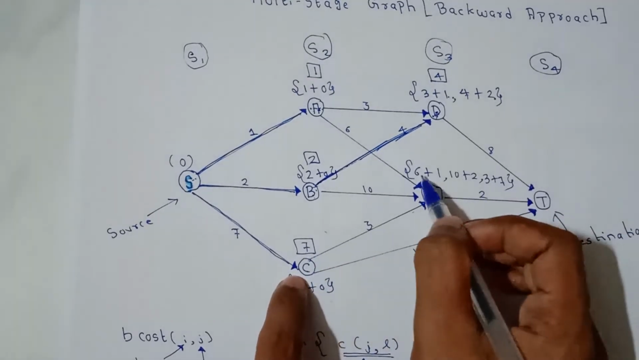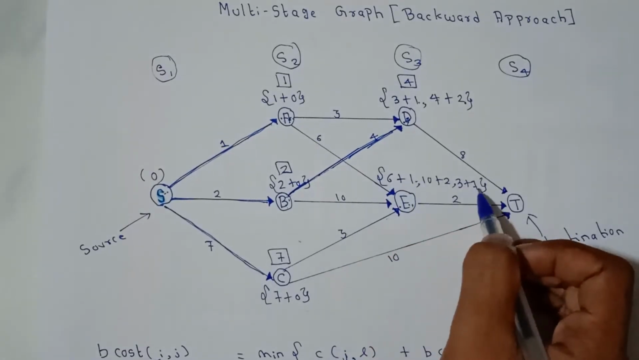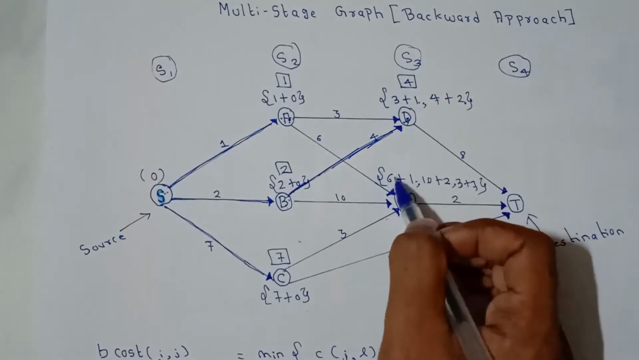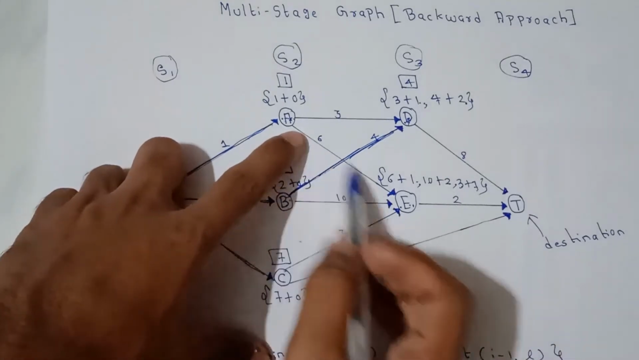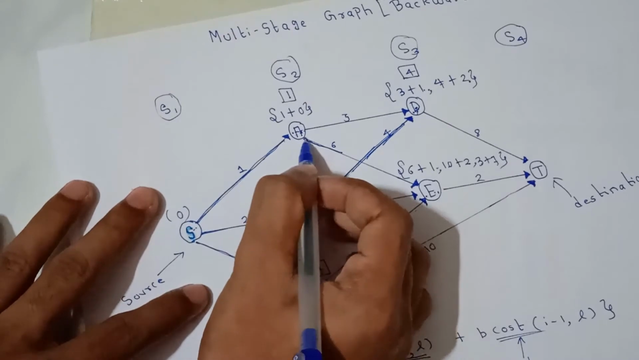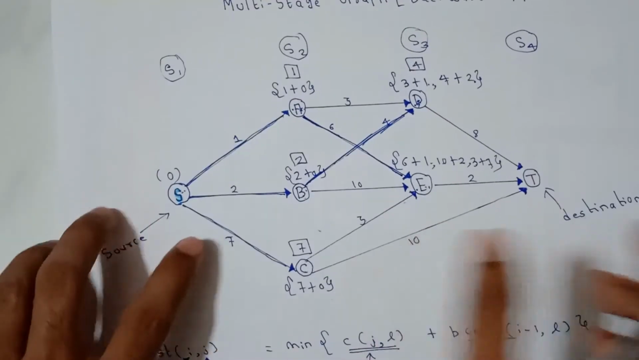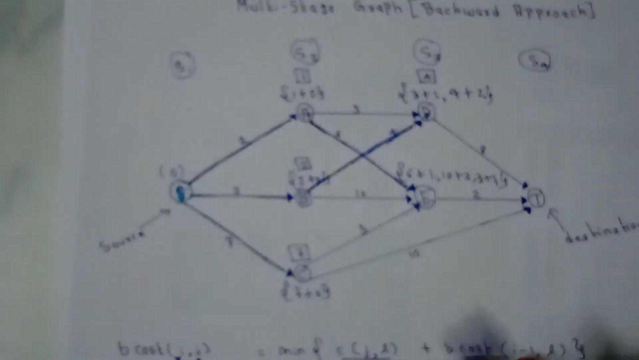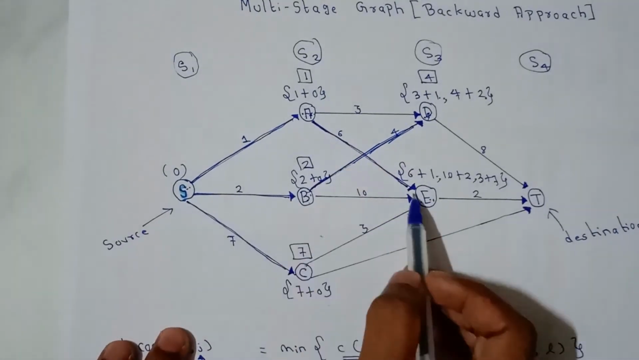So we have to find the minimum cost path. 6 plus 1 is 7, and 7 plus 3 is 10, and 10 plus 2 is 12. So the minimum cost is 6 plus 1. So we will select this path, that is 6 plus 1, meaning this path A to E. So we will darken this path. As we have to find the shortest distance from source to destination, we will be choosing the minimum cost path, that is from A to E, right?